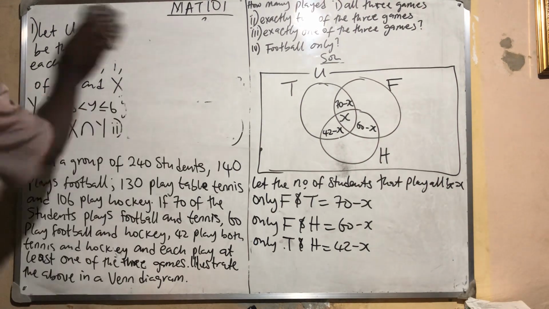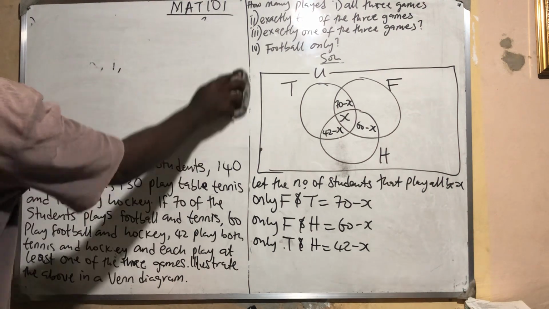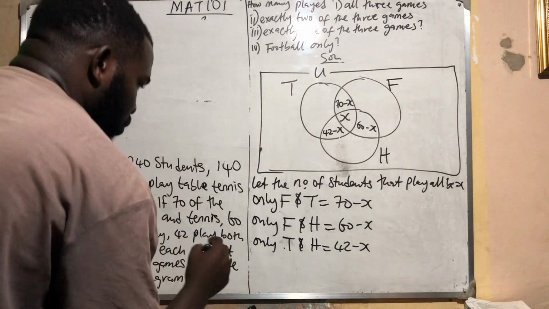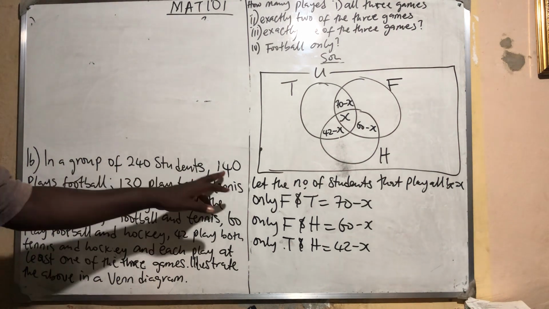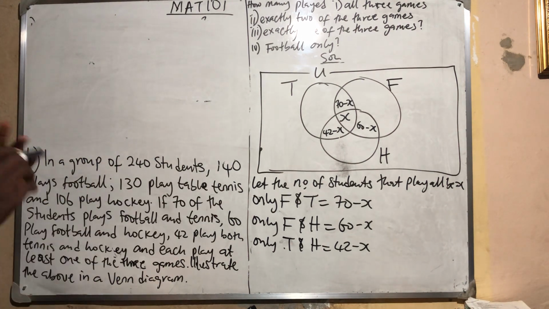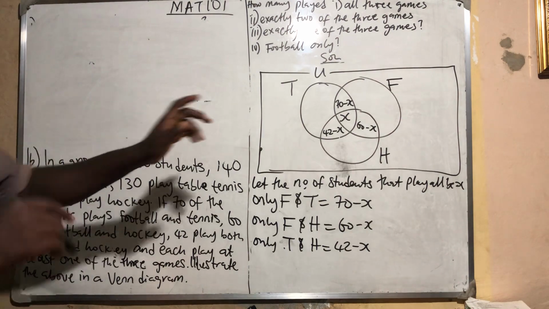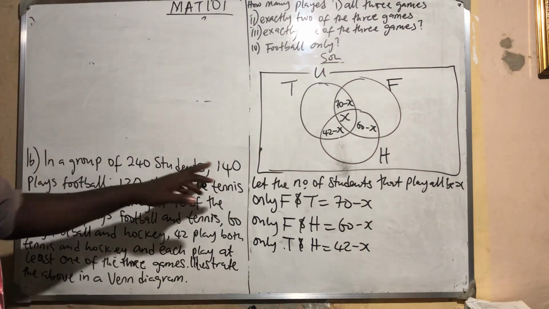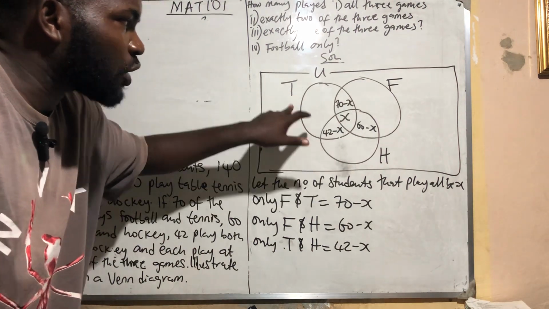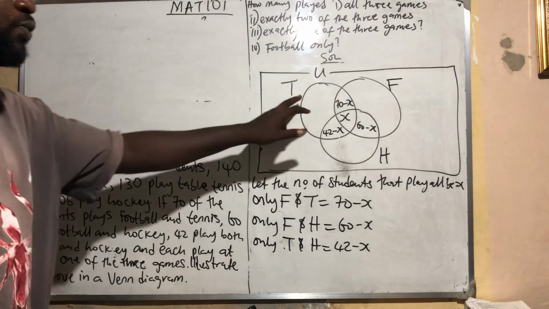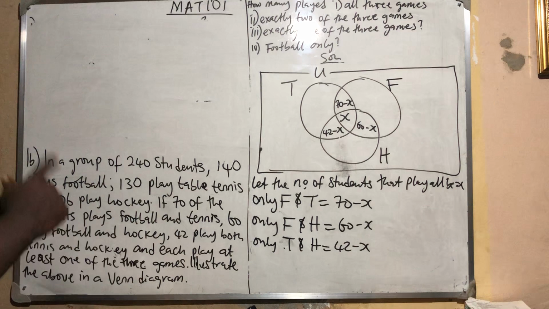So let's move to 1, 1, 1. So moving to 1, 1, 1, let's go. They said 140 play football. They did not put only. So how do you do for 1? You will say 140 minus everything that entered inside of that circle of football. That is how to do for 1, 1, 1. Okay? So please don't forget that.